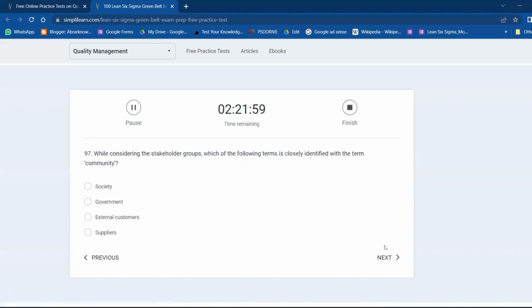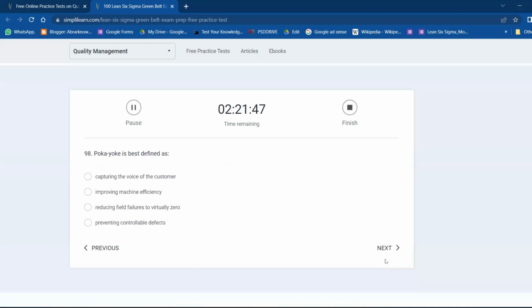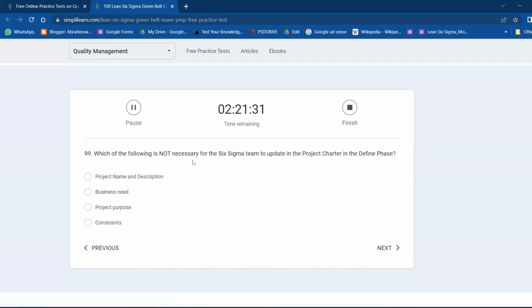While considering the stakeholder group, which of the following terms is closely identified with the term community society? Poka-yoke is best defined as what? Preventing controllable defects. Which of the following is not necessary for the Six Sigma team to update in the project charter in the define phase? Project name and description is required, business need is required, project purpose is required, constraint we don't need to put in.